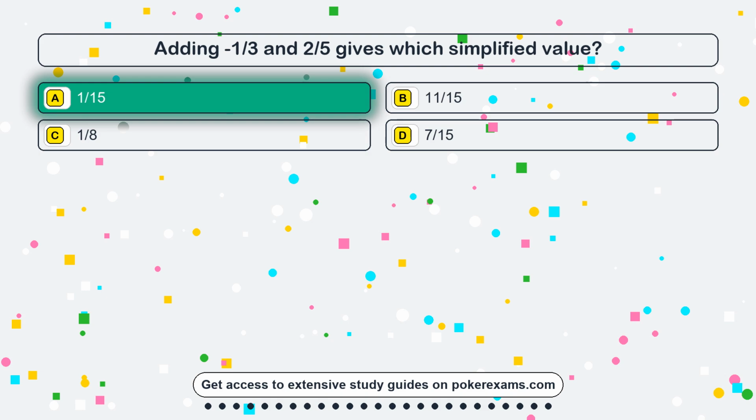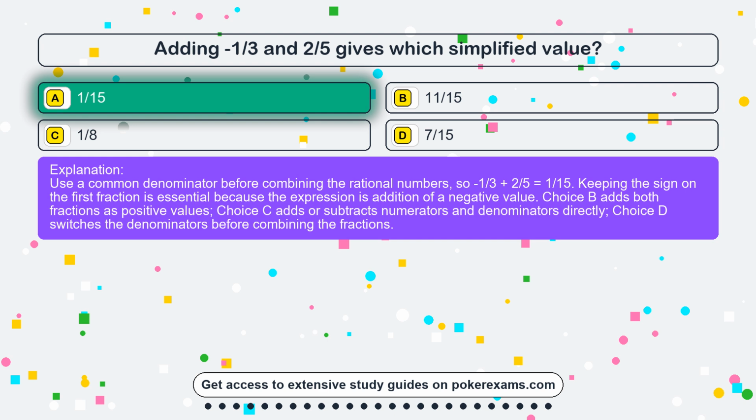The correct answer is option A, 1/15. Use a common denominator before combining the rational numbers, so -1/3 plus 2/5 equals 1/15. Keeping the sign on the first fraction is essential because the expression is addition of a negative value. Choice B adds both fractions as positive values, choice C adds or subtracts numerators and denominators directly, choice D switches the denominators before combining the fractions.